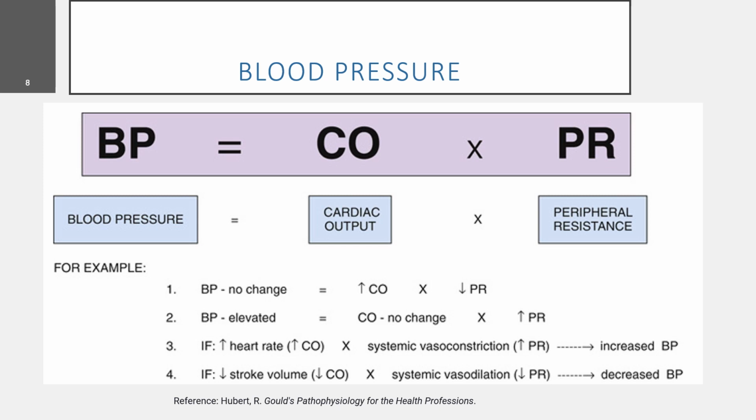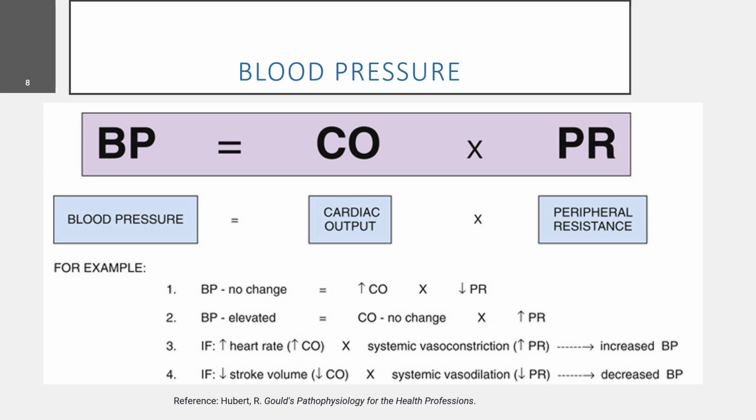Role in blood pressure regulation. Peripheral resistance in arterioles plays a significant role in determining arterial blood pressure. When arterioles constrict, also known as vasoconstriction, resistance to blood flow increases, causing blood pressure to rise. Conversely, when arterioles dilate, vasodilation, resistance decreases, leading to a drop in blood pressure.